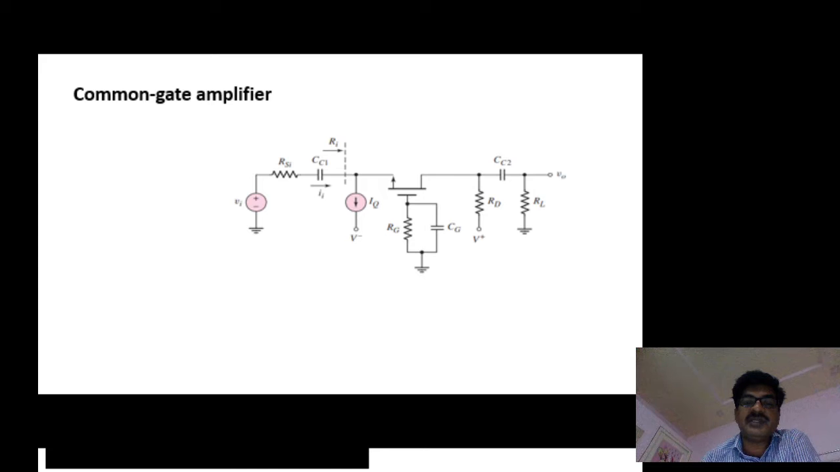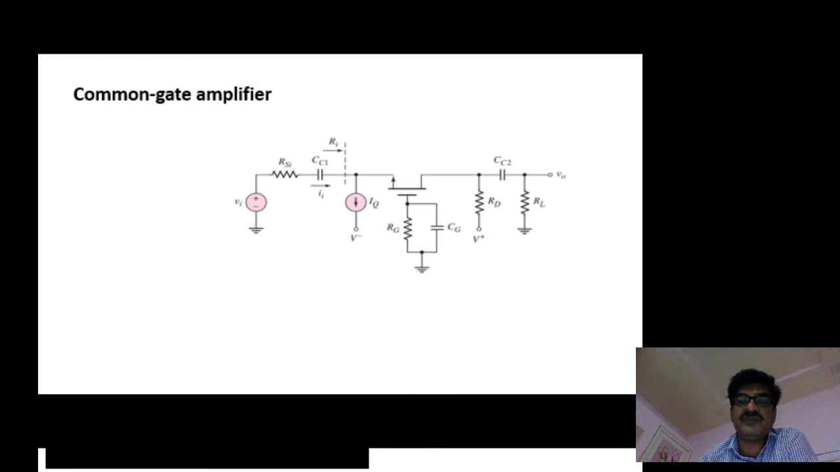Today I would like to discuss the analysis of the common gate amplifier. In the previous lecture we have seen two MOSFET amplifiers, the common source amplifier with source resistor and the common drain amplifier also. Now in this class I would like to discuss the common gate amplifier.